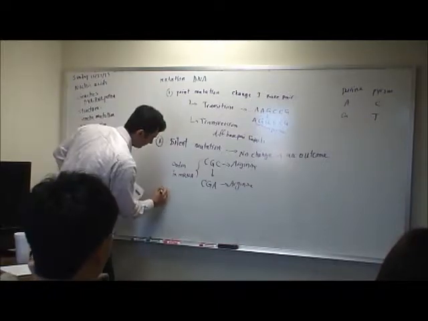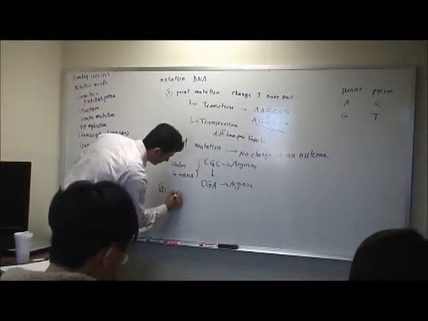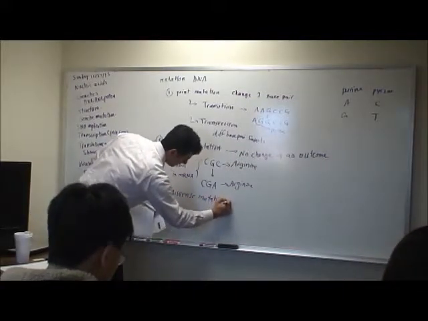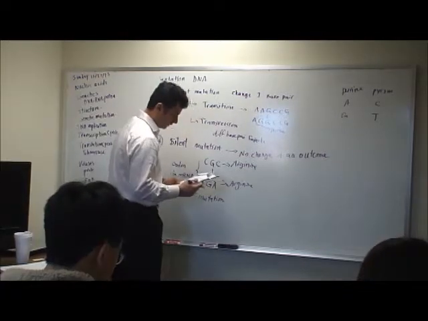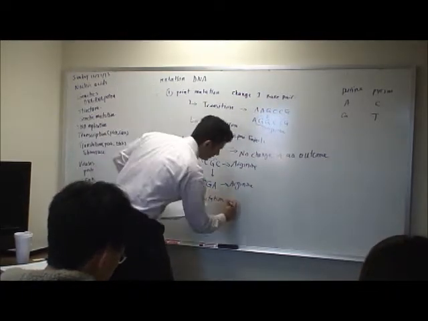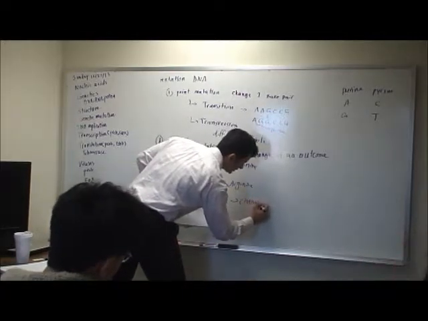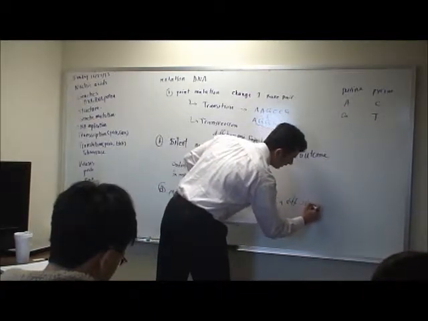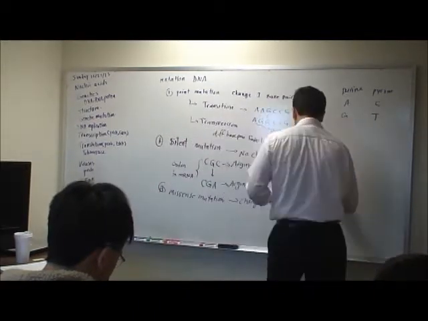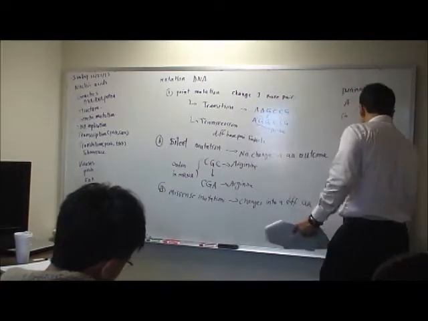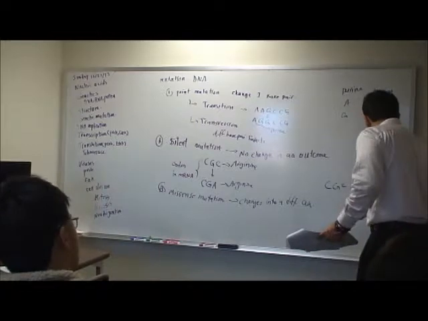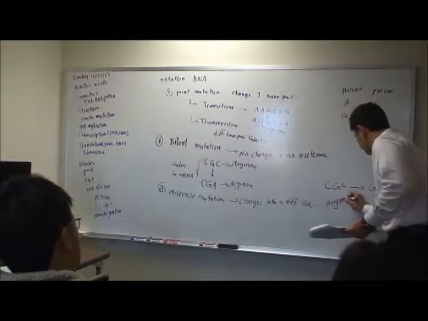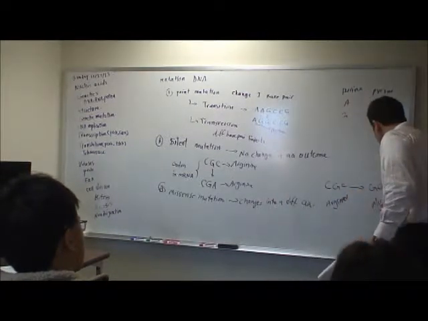Let's call this A. B, the next one, is called missense mutation. For the missense mutation, it changes an amino acid into a different amino acid. So for this one, let's say if I have CGC and it ends up as GGC, this is the arginine, and then it becomes glycine.